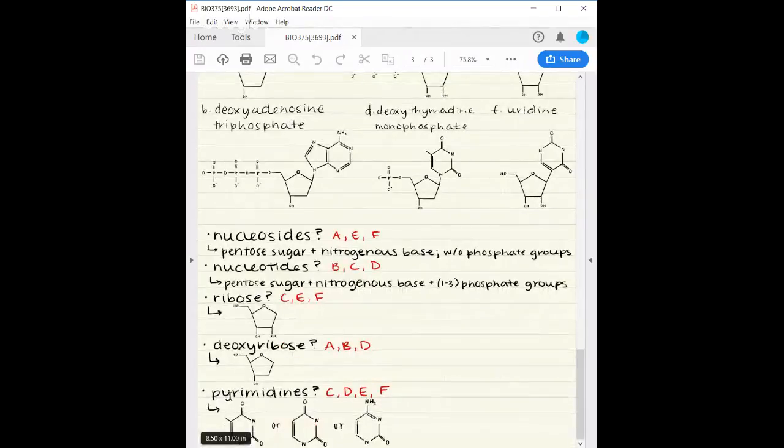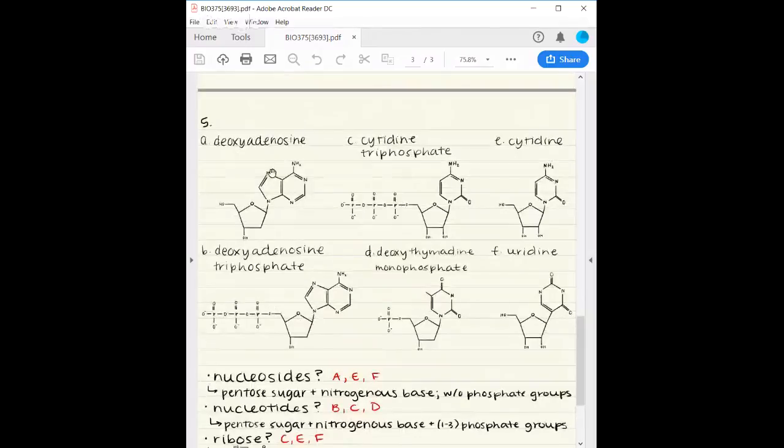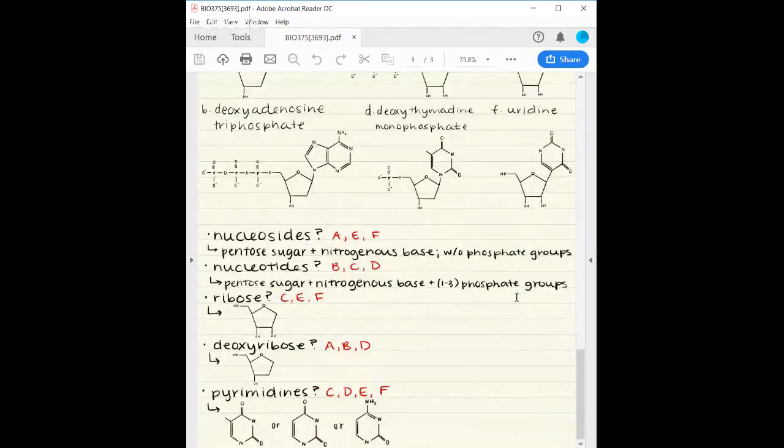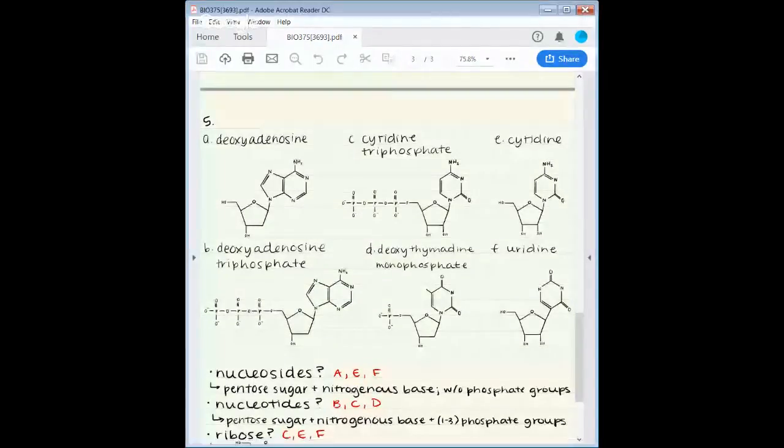And then the pyrimidines, so those are going to be the nitrogenous bases with singular ring structures. So A and B have double ring structures, so those wouldn't be it. So it'd be C, D, E, and F for the pyrimidines. And I have the 3 pyrimidines that could be present and identified these 4. And that should be it for this week's.